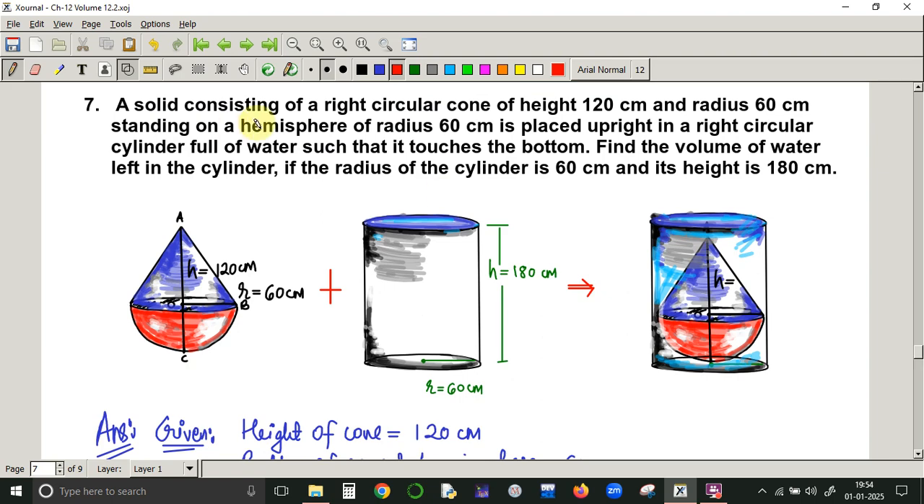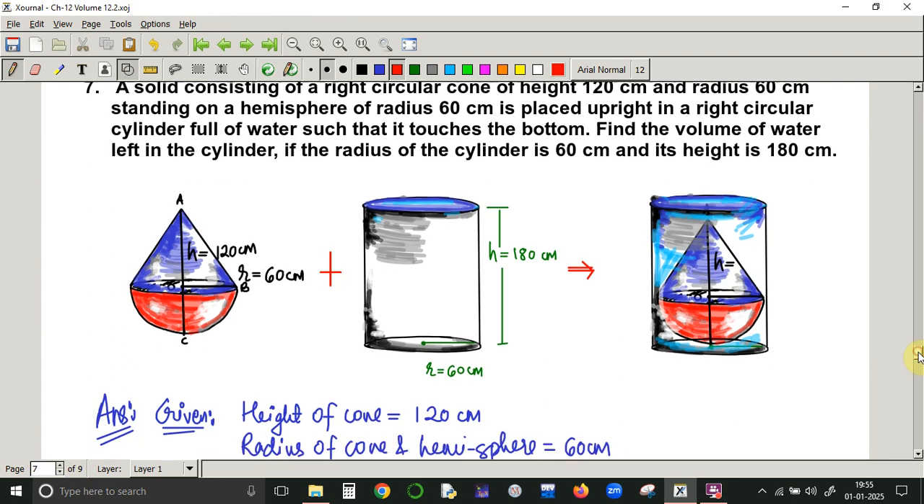Now what about height? The right circular cone is 120 centimeters. 120 centimeters is the height of this cone, and 60, which is the radius of the hemispherical part, is the height of this hemispherical part. So 120 plus 60 is 180. What is the height of that cylindrical vessel? Height is 180. So this solid is exactly going to fit inside this vessel. The top and bottom are touching, and the circumference is also touching each other's boundary.